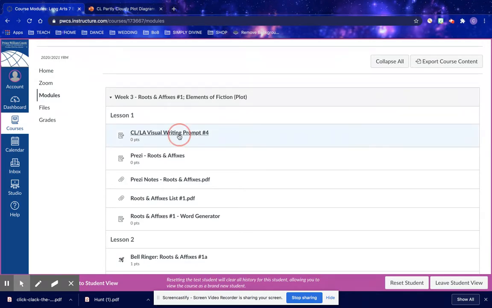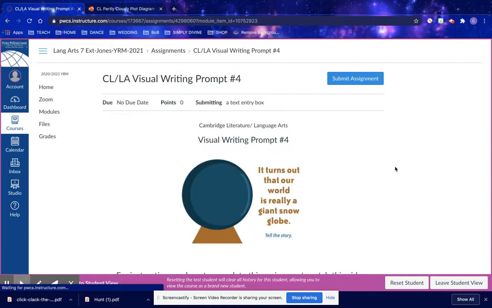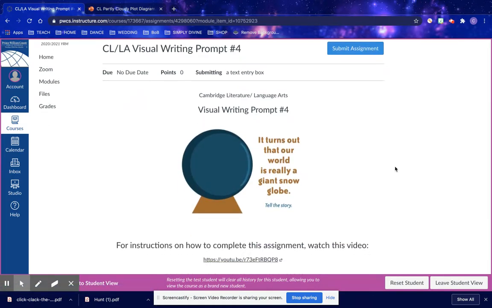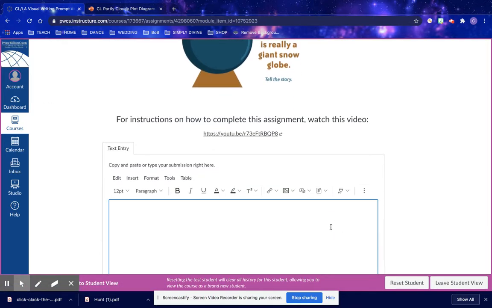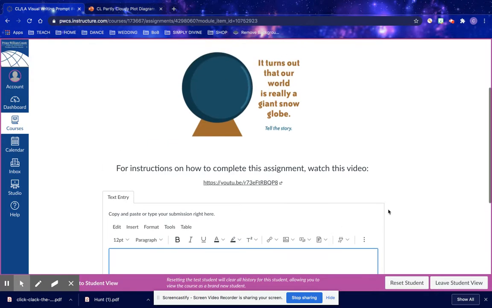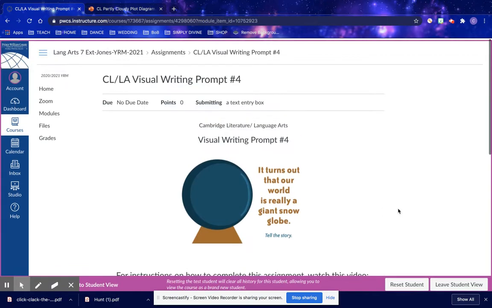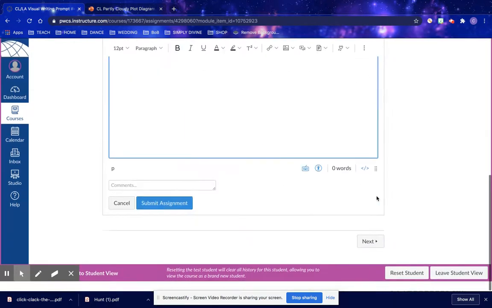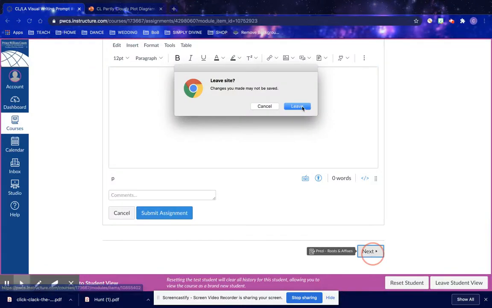So the first thing we have is visual writing prompt number 4. If you click into this, your prompt today says, it turns out that our world is really a giant snow globe. Tell the story. So just like we've been practicing, you're going to click submit assignment, open that text box, go ahead and set yourself a timer for 5 minutes, write to respond to this prompt, and when you're done, you can submit. So that is the first part. I'm going to click the next button.